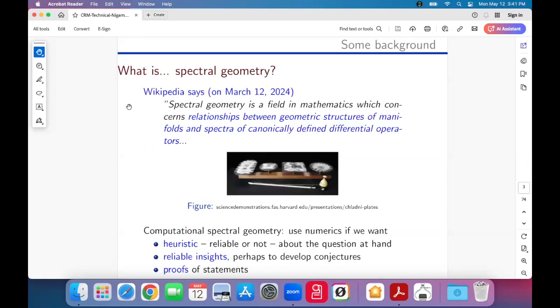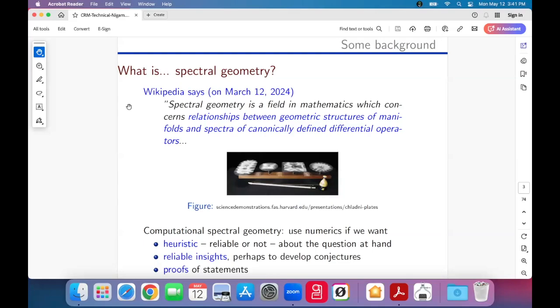All right, so what is spectral geometry? So according to Wikipedia, a few months ago, spectral geometry is a field in math which concerns the relationships between the geometric structures of manifolds and the spectra of canonically defined differential operators. Okay? And computational spectral geometry is the use of numerical techniques or computational techniques to study the interplay between the spectrum and the geometry of a domain.